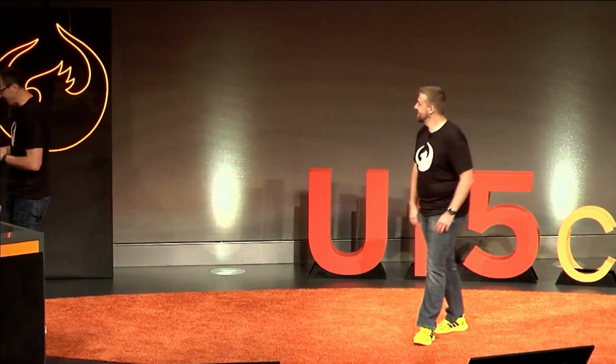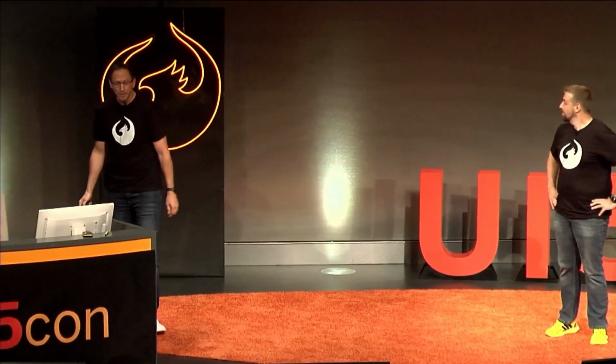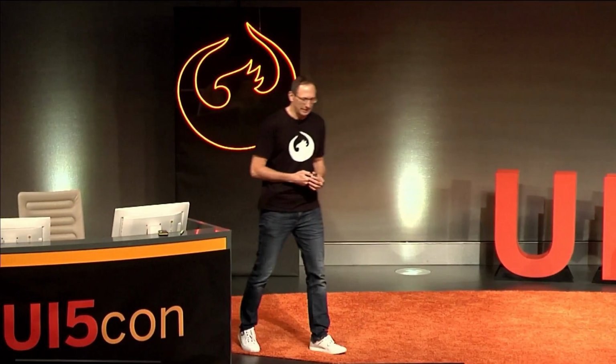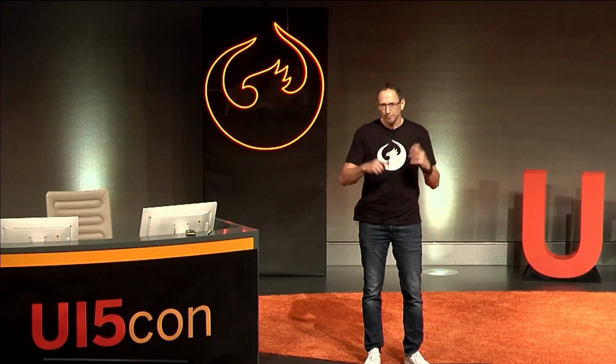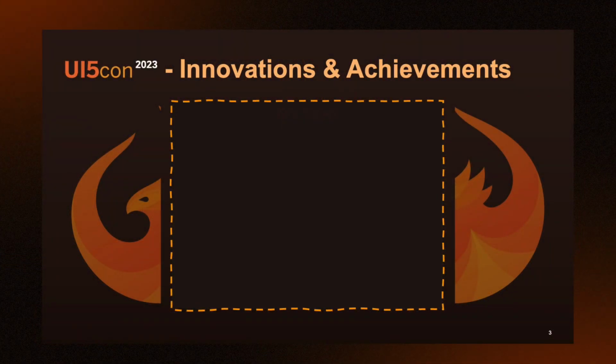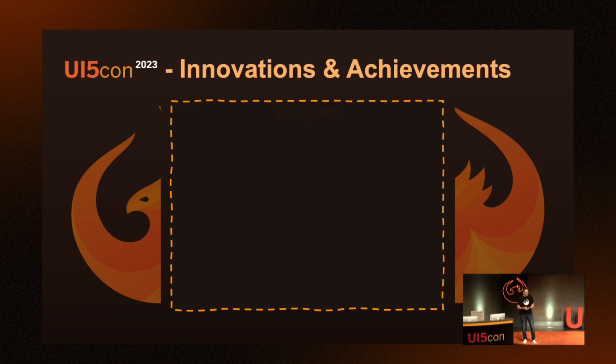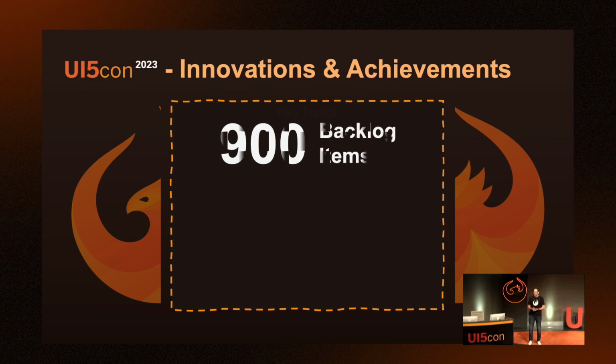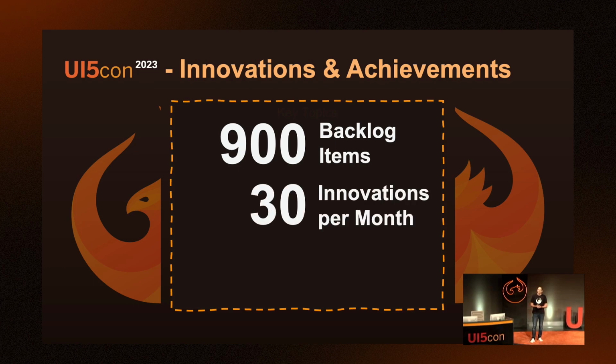We have a packed agenda, as you can imagine, today, and therefore we directly jump in. So we start by talking about innovations and achievements that we have made since the last UI5con. To prepare that, I looked into our Jiras, and I saw that in the high-level Jiras we have 900 backlog items solved. I looked at what are user stories and what are really features, and we can roughly say we have 30 innovations per month. That means 1 innovation per day.